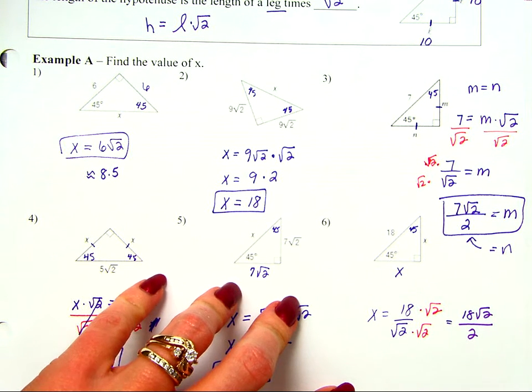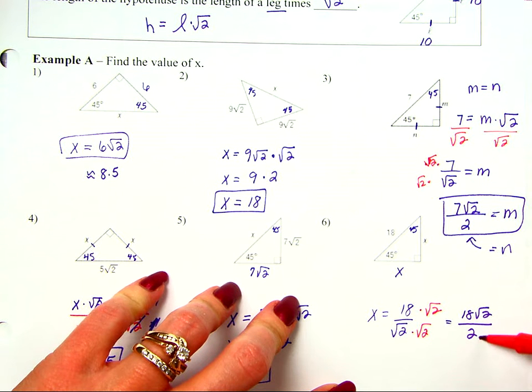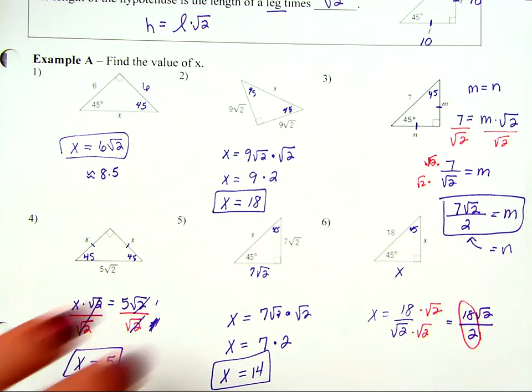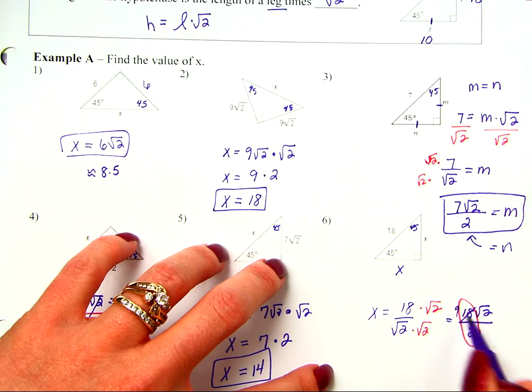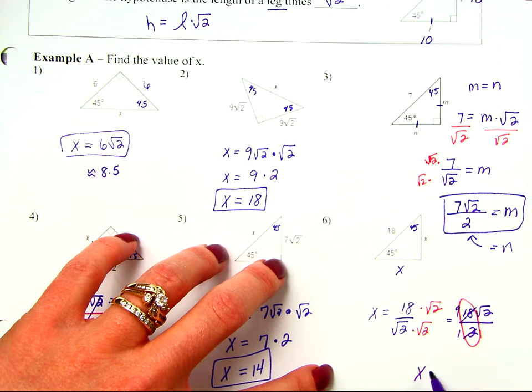But in this case, I can do a little bit of simplifying. 18 over 2 does reduce, and so I know that 2 goes into both of them. 9 times 1 time. We're going to leave our final answer as 9 root 2.